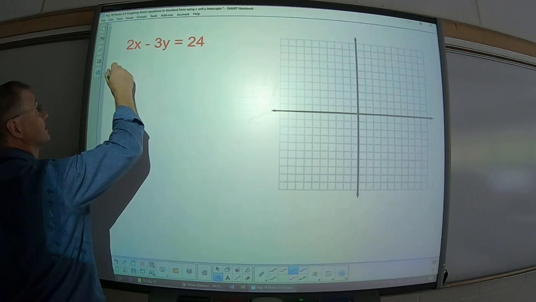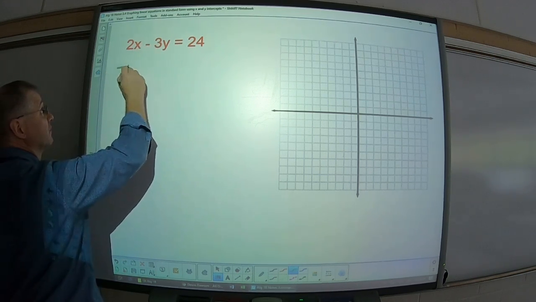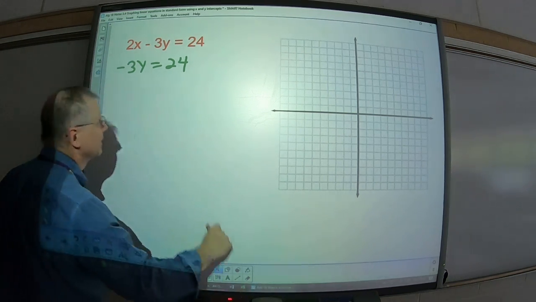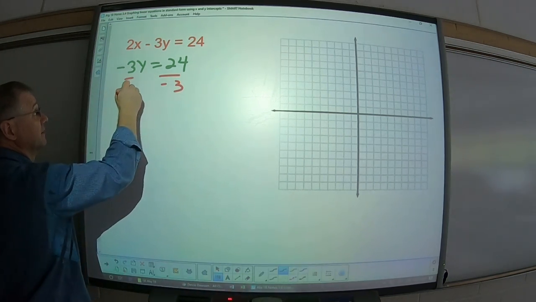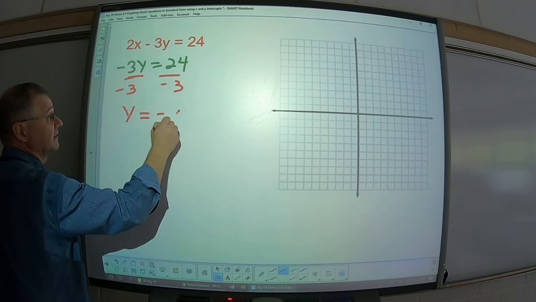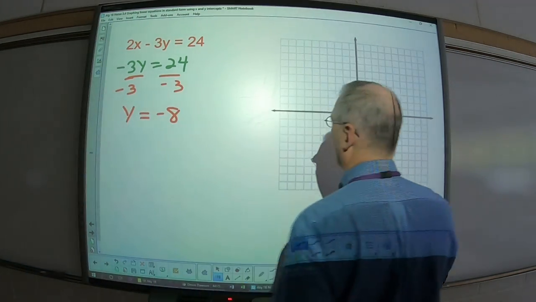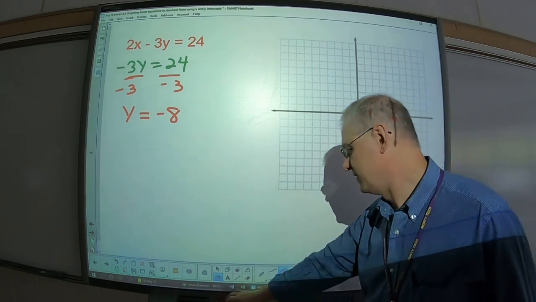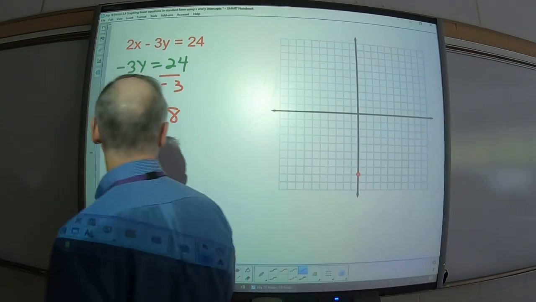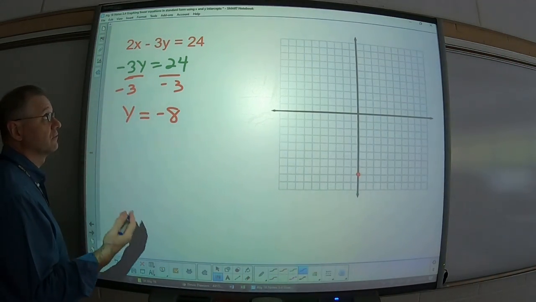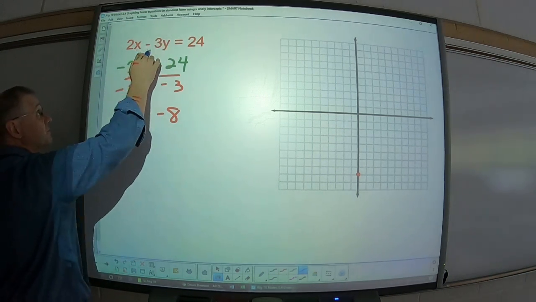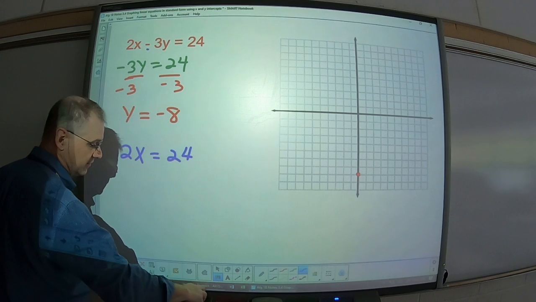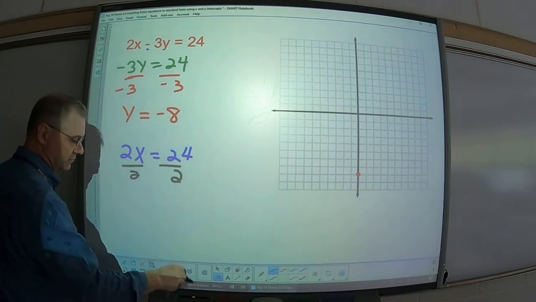So 0 for x gives me negative, remember that negative goes with the 3y, equals 24. And then I divide by negative 3, y equals negative 8. So my y value is negative 8 for my y-intercept. And then if I do the same thing but plug 0 for y, solve for x, this becomes 0. So 2x equals 24. Divide by 2.